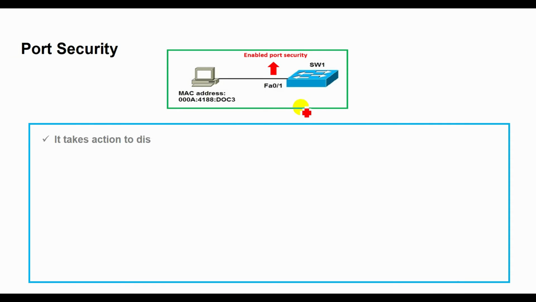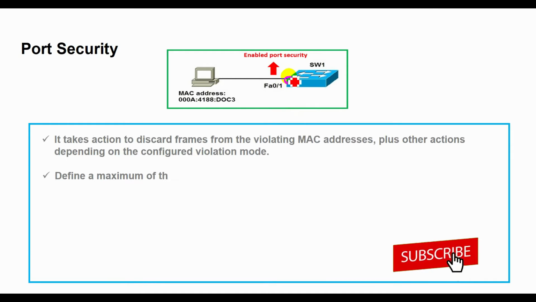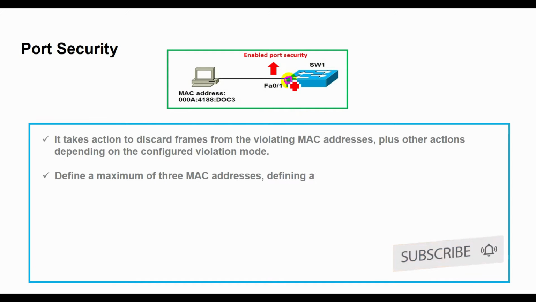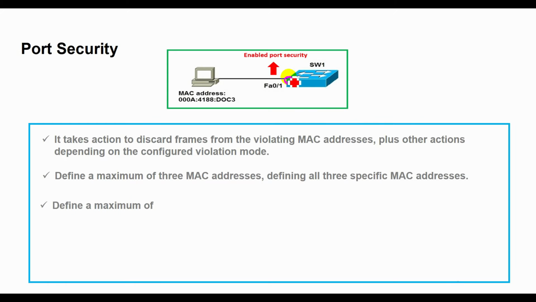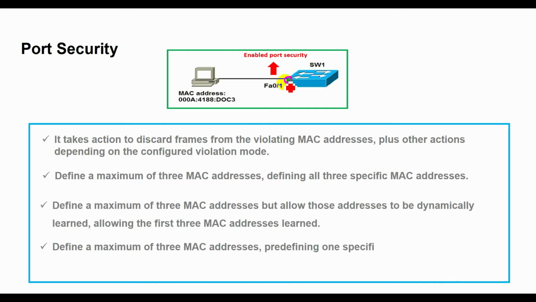Port security takes action to discard frames from the violating MAC addresses, plus other actions depending on the configured violation mode. You can also define a maximum of 3 MAC addresses and define all 3 specific MAC addresses. Or define a maximum of 3 MAC addresses but allow those addresses to be dynamically learned, allowing the first 3 MAC addresses learned. Or define a maximum of 3 MAC addresses, predefining one specific MAC address and allowing 2 more to be dynamically learned.